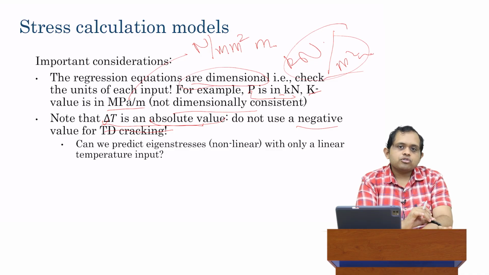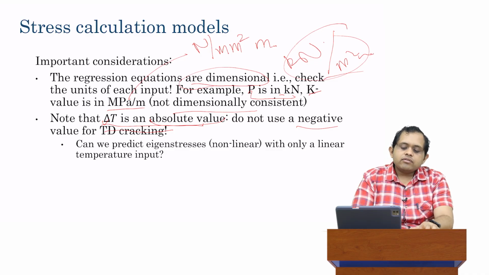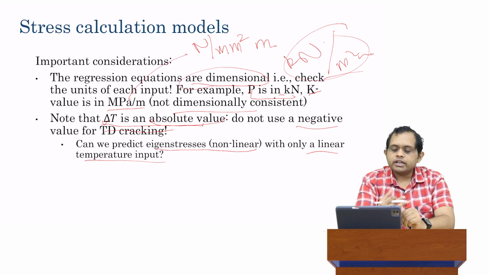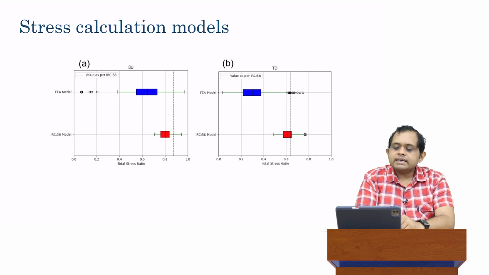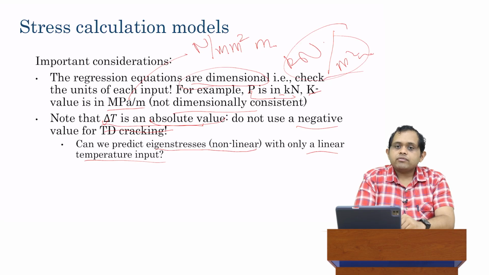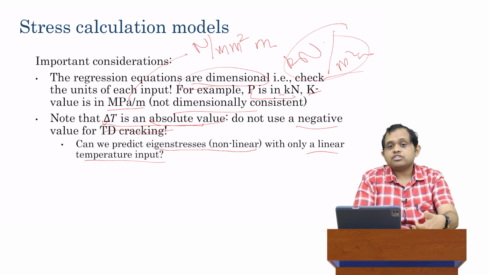The nonlinear component is going to generate eigenstresses. Can we truly predict the eigenstresses, which are a nonlinear component, with only a linear temperature input? I don't think, from a mathematical perspective, that seems correct. So the input is only the linear temperature value, and from that, we also want to calculate the eigenstresses, which are nonlinear.